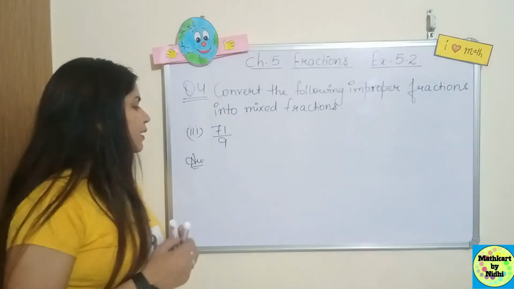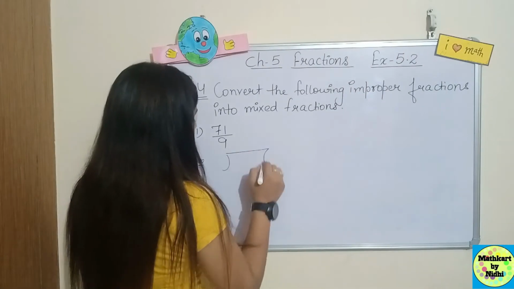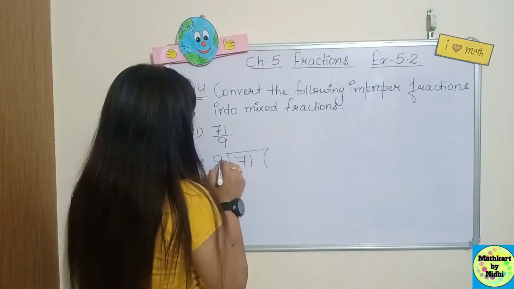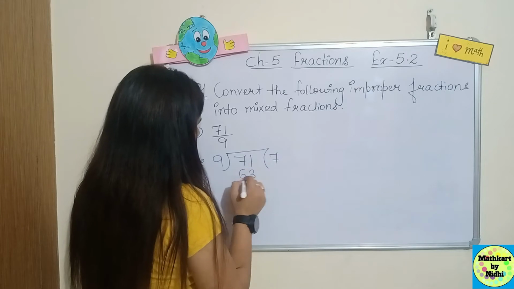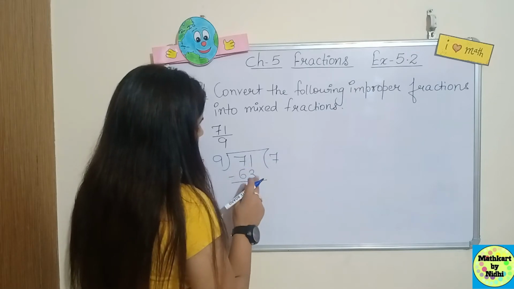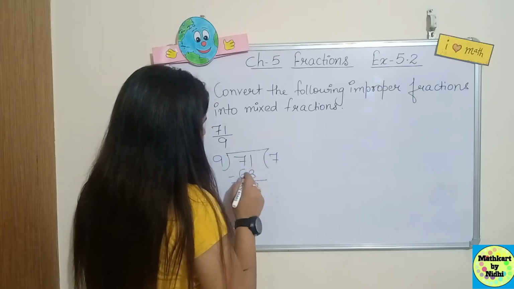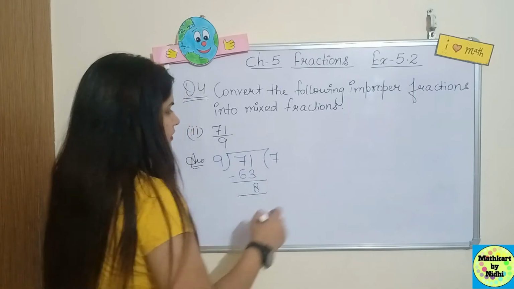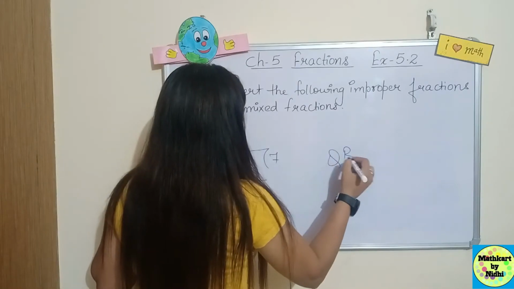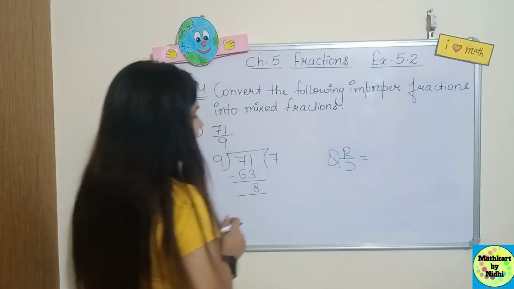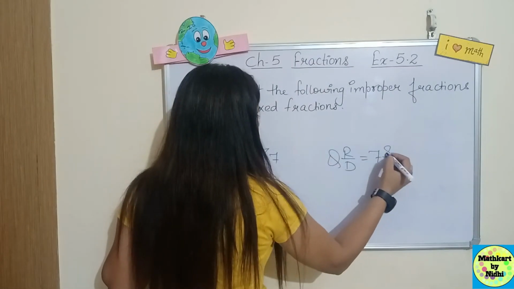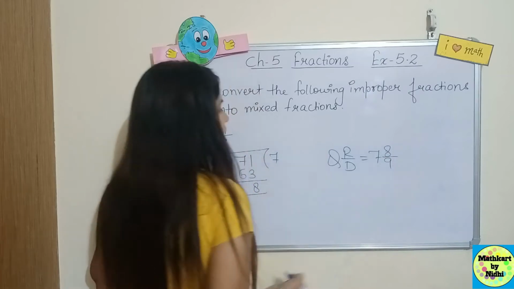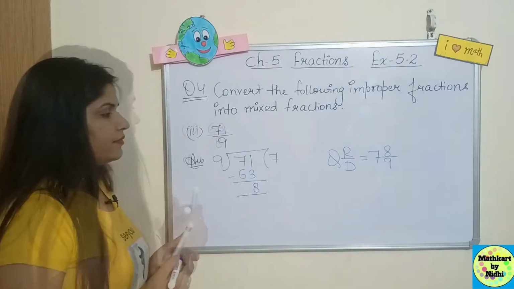Third part is 71 upon 9. So let us do it. 9 7s are 63. Remainder is 8. So in QRD, quotient is 7, remainder is 8 and divisor is 9. So the answer is 7, 8 upon 9.